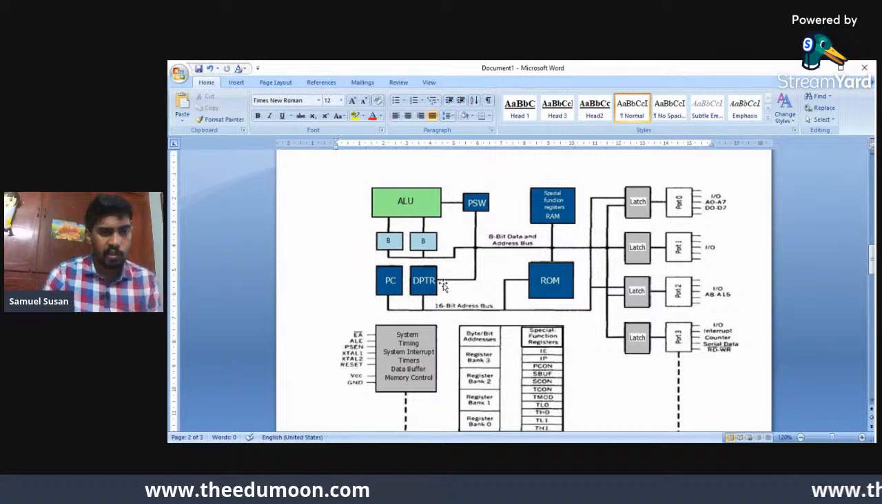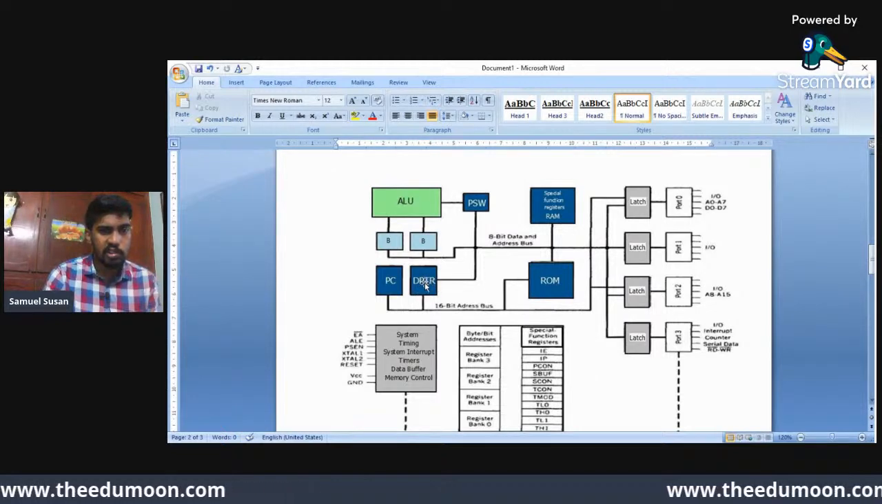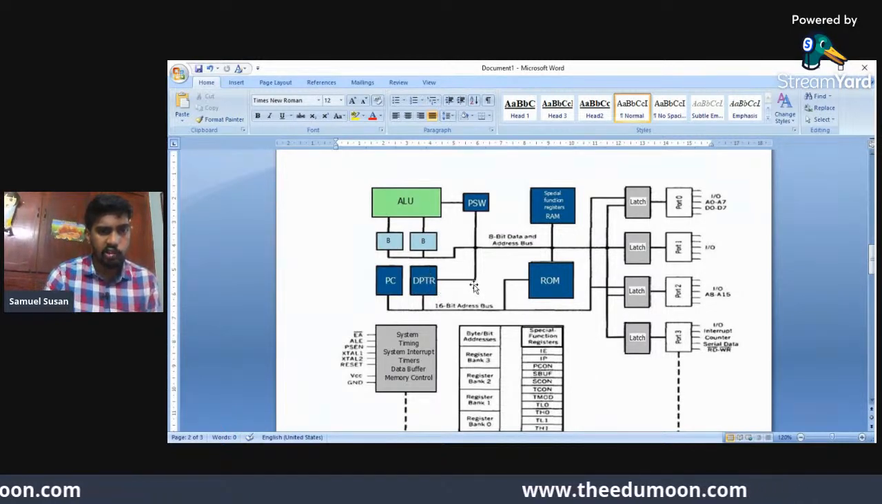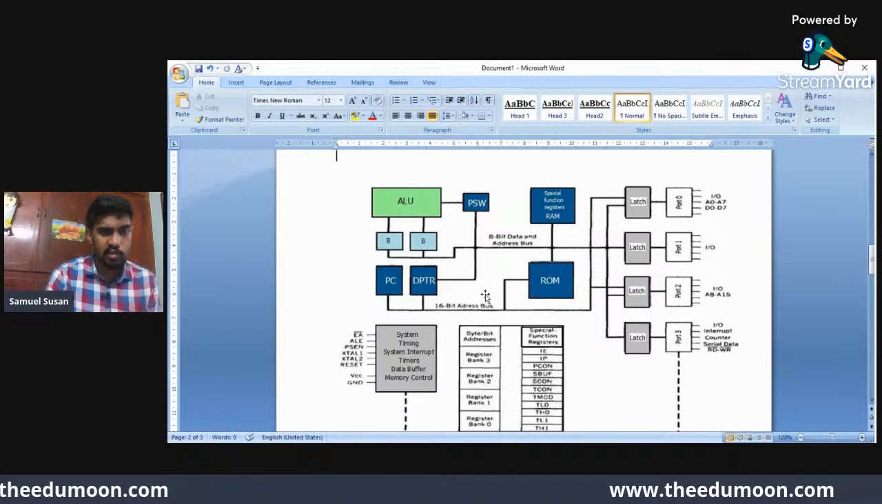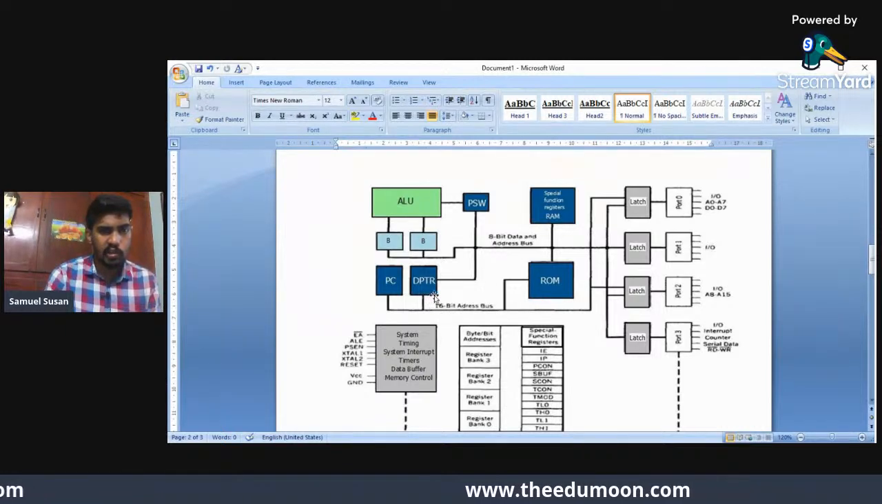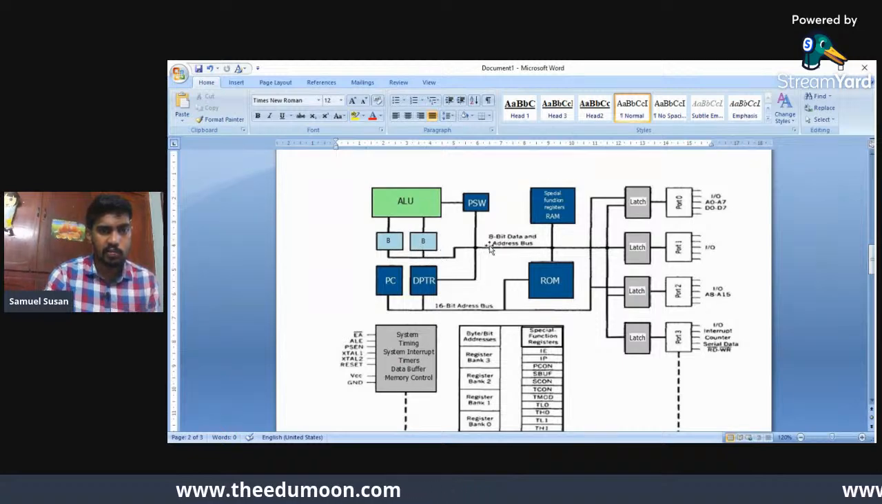And coming to the main thing, DPTR. DPTR is the register which is a 16-bit register in this 8051. This is the only 16-bit register, which is used to hold the address, and that is what is connected to the ROM. You can see that the 16-bit address bus is connected to the DPTR directly, right? Whereas the A and B registers are 8-bit registers.